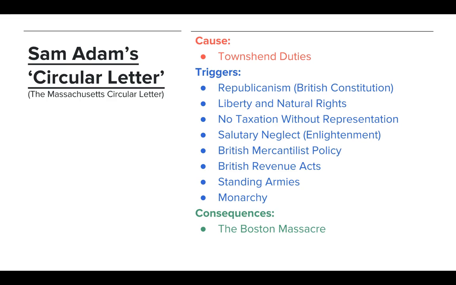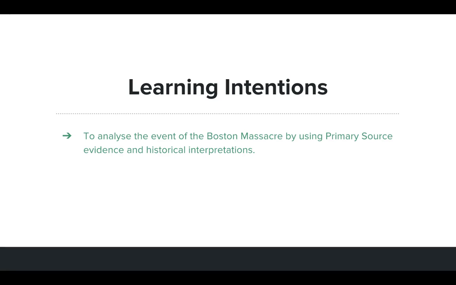Today, what we're going to actually do is look at the Boston Massacre specifically, and we're going to analyze the event by using primary source evidence and historical interpretations. So instead of me going through what the massacre was, because that is a pretty self-explanatory thing, I'm going to introduce to you a way of understanding it using primary source evidence. And also we're going to look at this idea of historical interpretations.